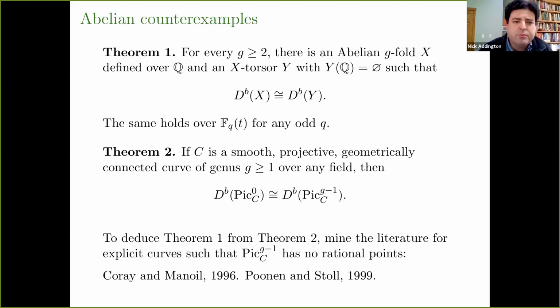Okay, so what goes into the proof of theorem 2? Just some of the ideas. Oh, by the way, if you know more examples of curves like this, I'm interested in this kind of thing, so let me know. So you have Mukai's famous derived equivalence between an abelian variety and its dual. And you know that the Jacobian of a curve is self-dual, because it's a principally polarized abelian variety, and the principal polarization is the theta divisor. So let's talk about the theta divisor.